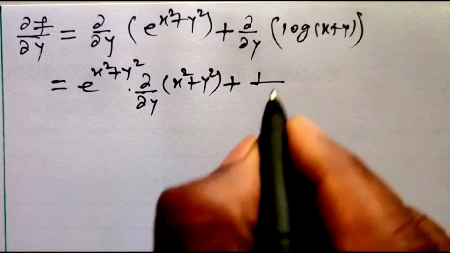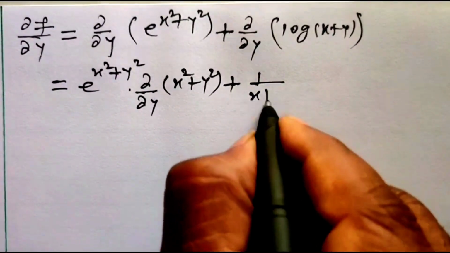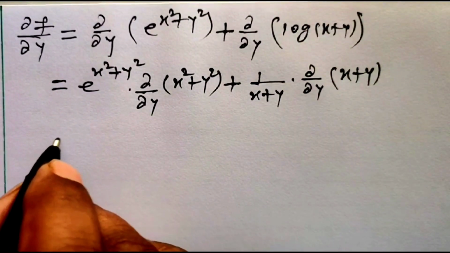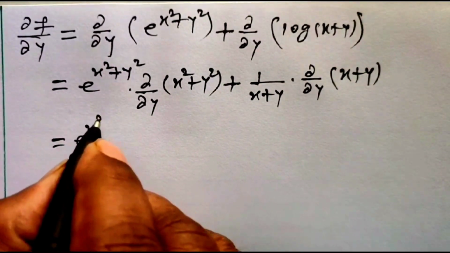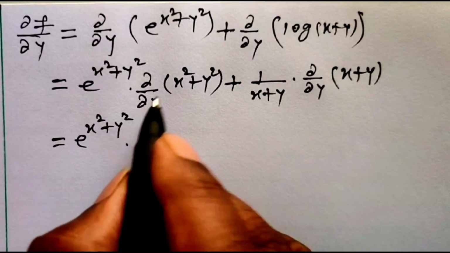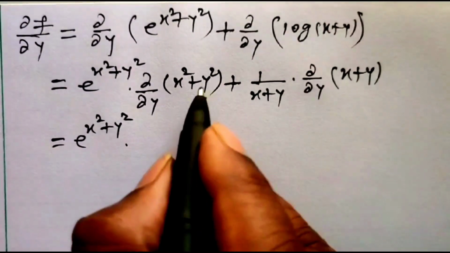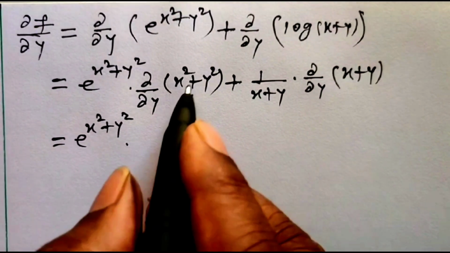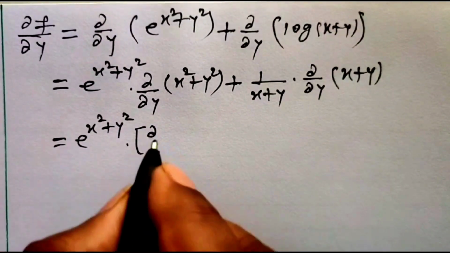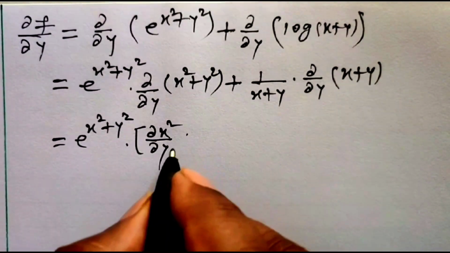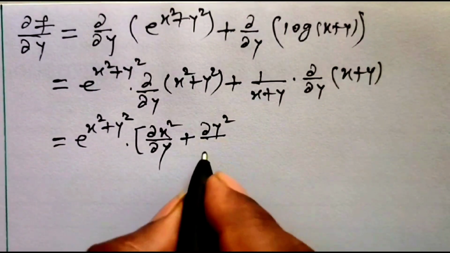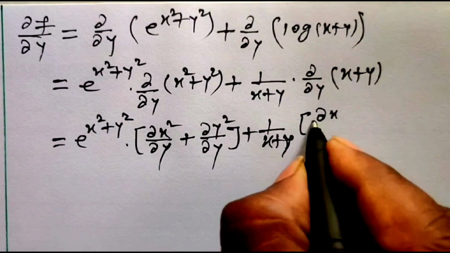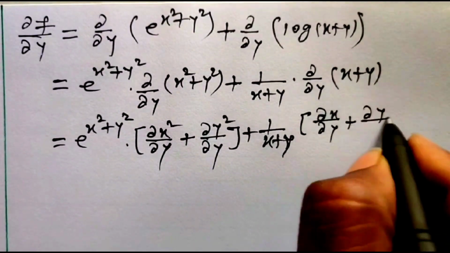So its partial derivative with respect to y is 1 upon x plus y into partial derivative with respect to y of x plus y. This is equal to e to the power x square plus y square, into partial derivative of x square with respect to y and partial derivative of y square with respect to y. You know, partially differentiating with respect to y means considering x as constant. So partial derivative of x square with respect to y plus partial derivative of y square with respect to y plus 1 upon x plus y, partial derivative of x with respect to y plus partial derivative of y with respect to y.